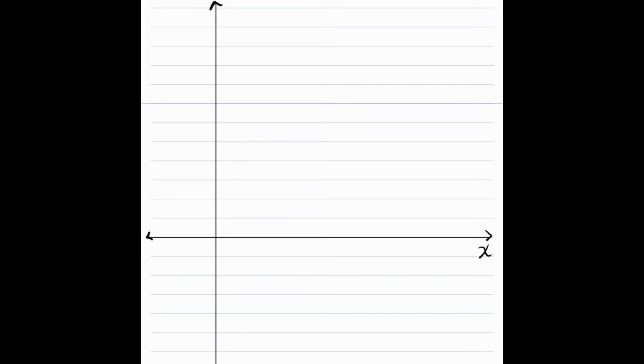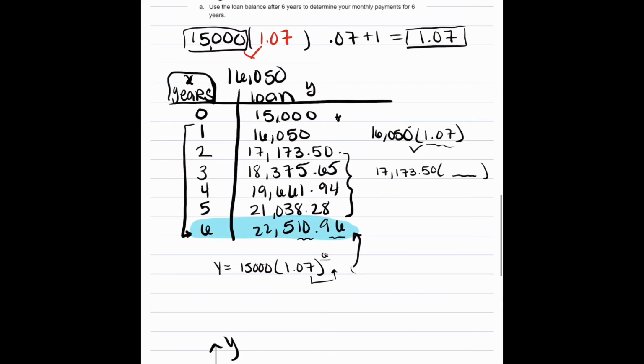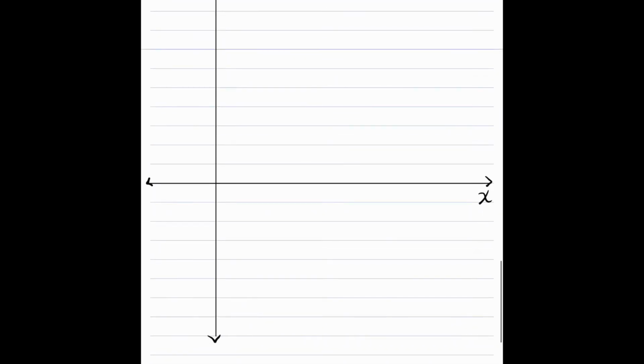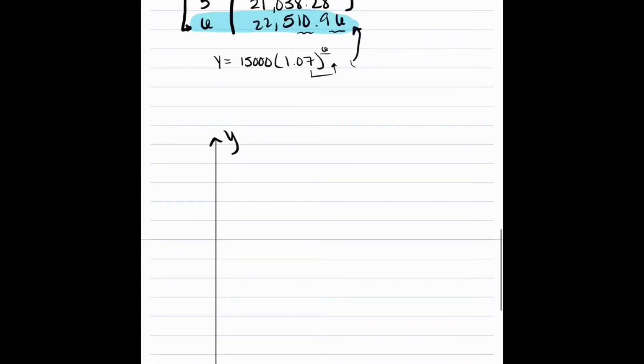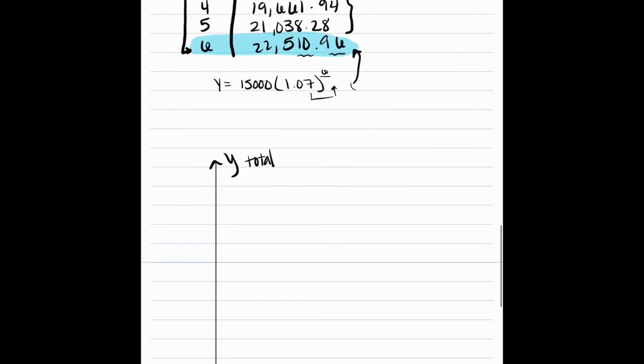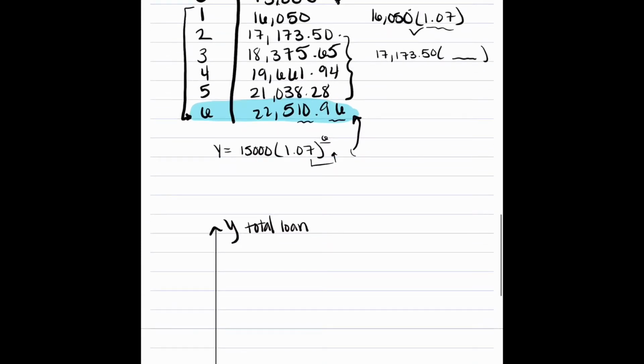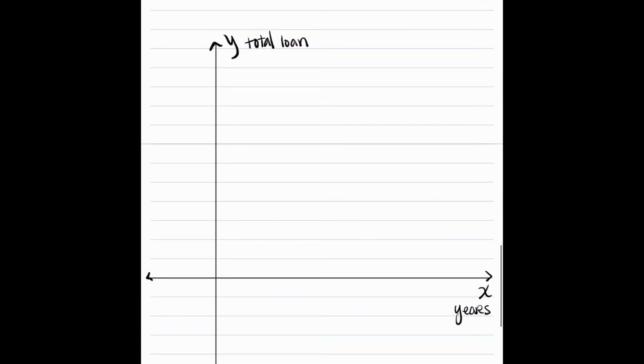So X and Y. Looking at my table, we're going to let X represent the years and Y the loan. So remember, X is usually a time, so if we're talking about years or months, seconds, hours, that type of thing. Y is our total, whatever it is we're talking about. In this situation, we're talking about money, and it's about our loan. So Y represents our total loan. Looking at my Y values, they do get pretty large. So I'm going to start at 15,000 and then count up by 1,000 after that. That should give me enough room.